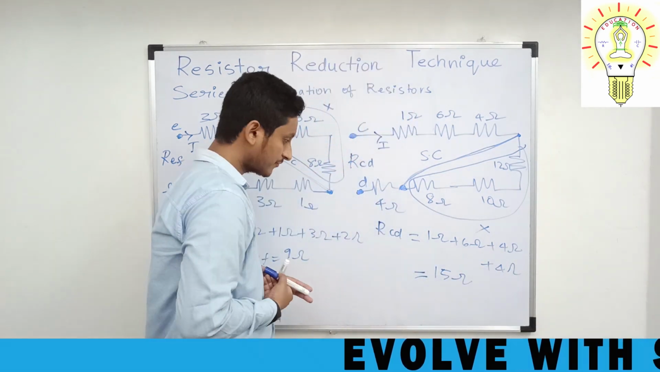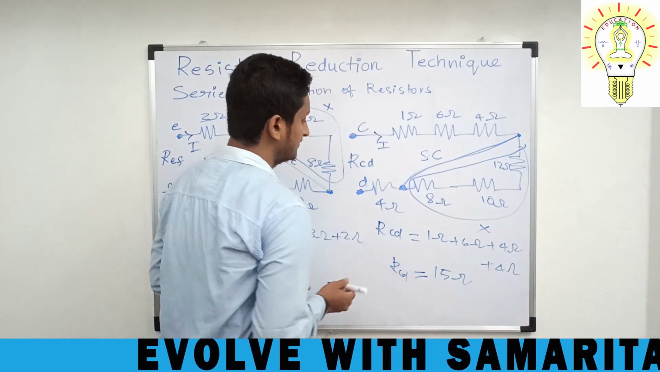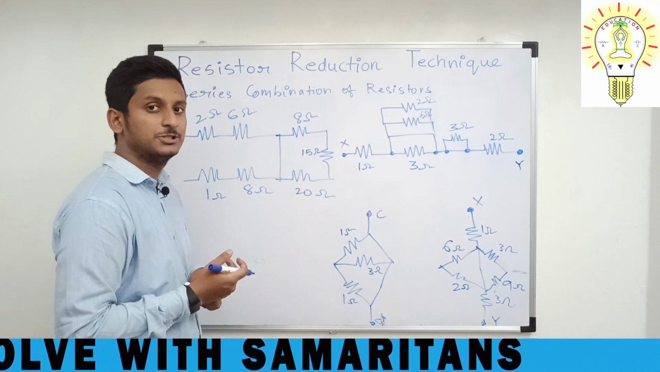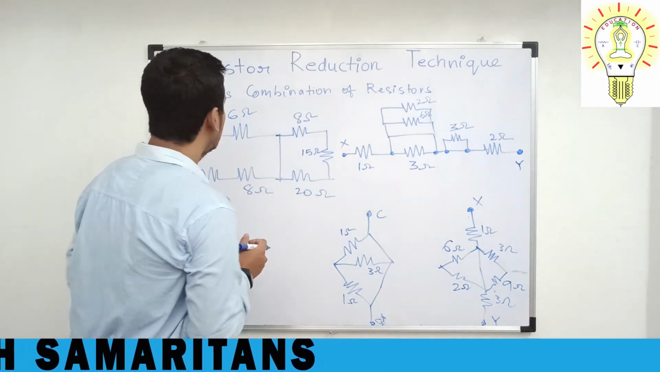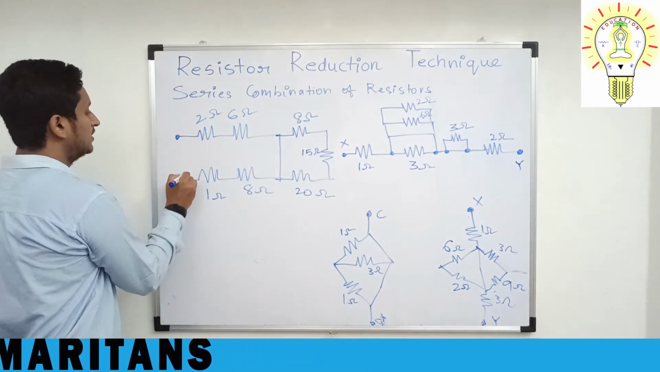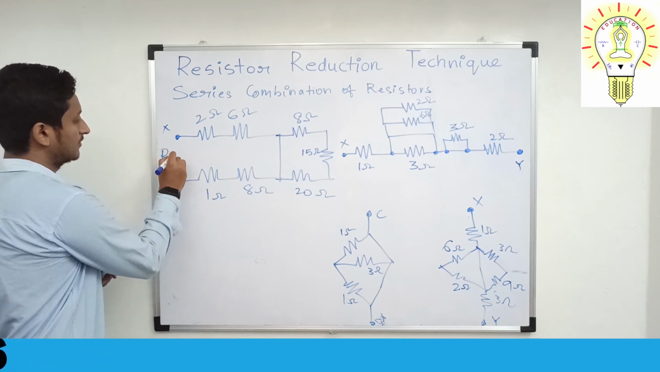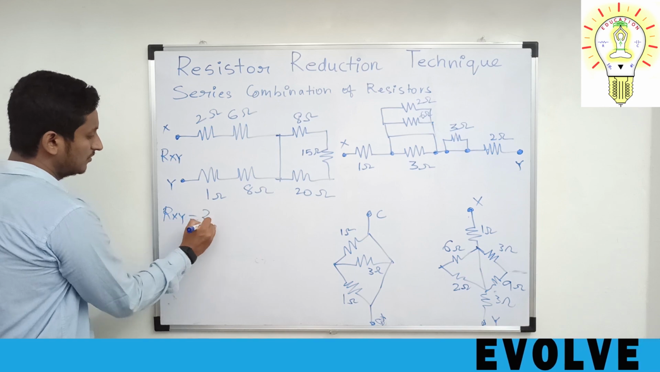Alright, this is the formula for the short circuit path, RCD. In this short circuit concept, let us solve all these problems. It is similar to the previous one, just be alert and let us write down the answer. So what will be the R equivalent between X and Y? So let us see. RXY is equal to what?